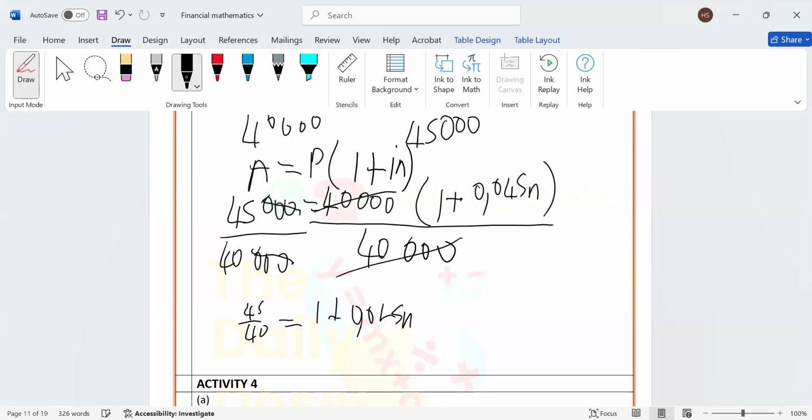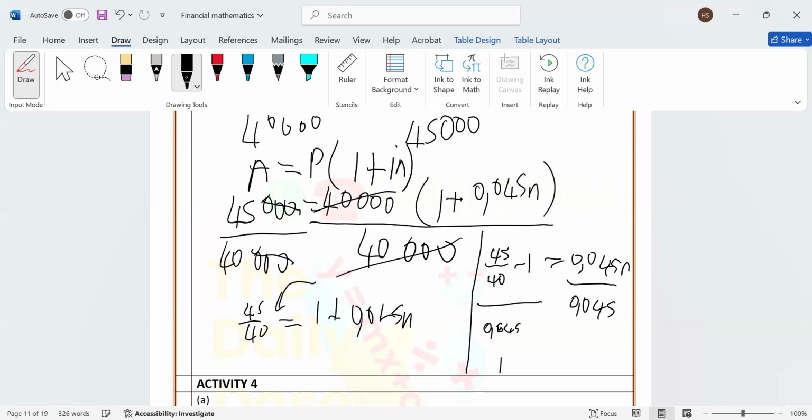This is general algebra. Before cross multiplication, you can take this 1 to the other side, and it becomes negative. Then you have 45 over 40 minus 1, which is equal to 0.045 N. Since we want N, what can you do from here? You can divide by 0.045 on both sides, and then you get N.